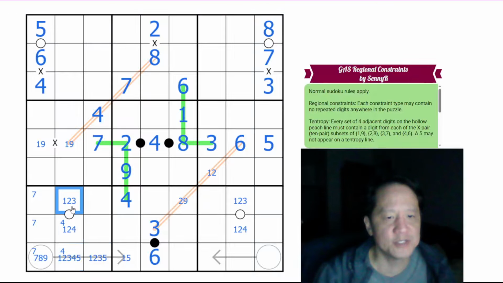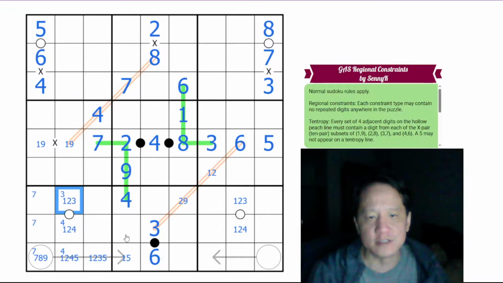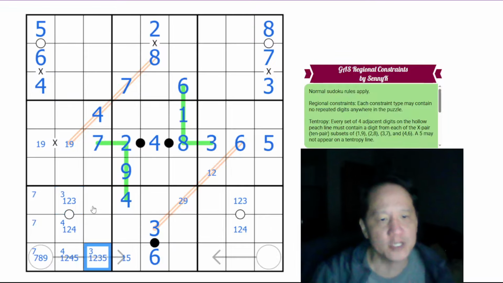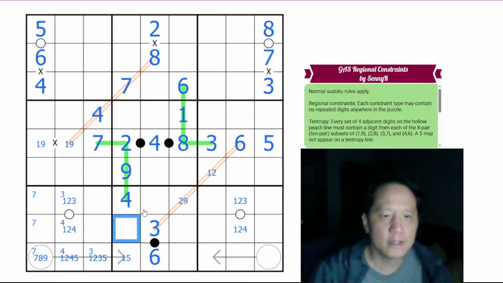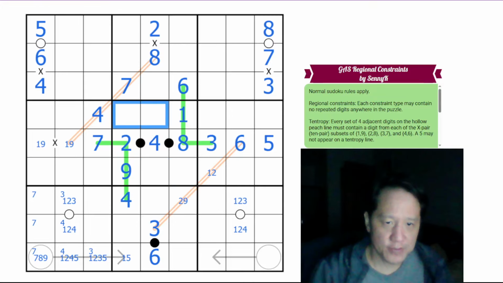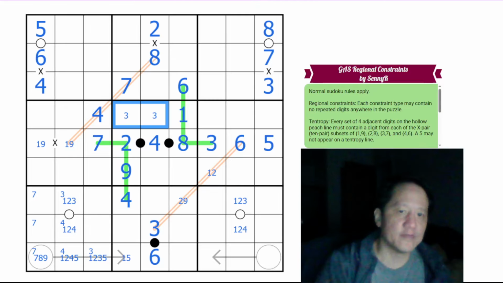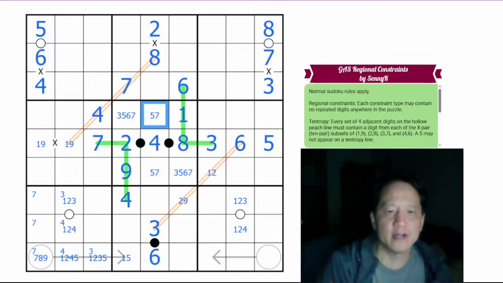So either this is 4 and that's 3, or this is 4 and that's 3. So we're guaranteed one of these digits is a 3. We're not sure which in this box. Remaining digits in the central box are 3, 5, 6, and 7. This can't be 3 or 6, so we now have a 5, 7 pair in the central box.